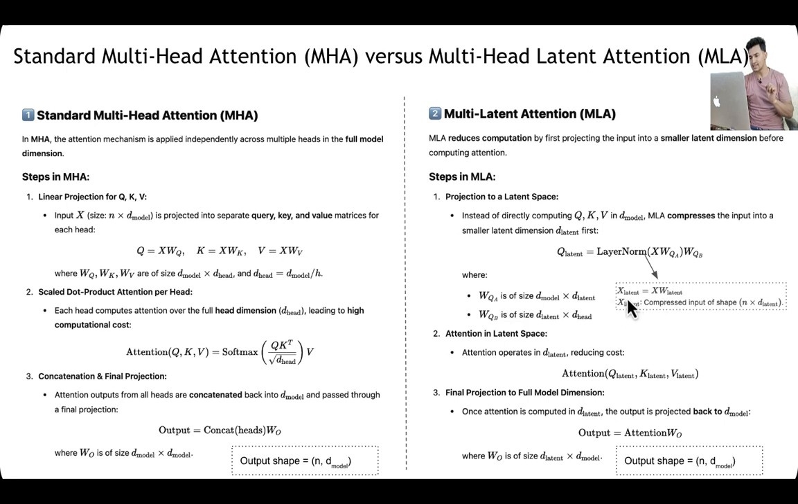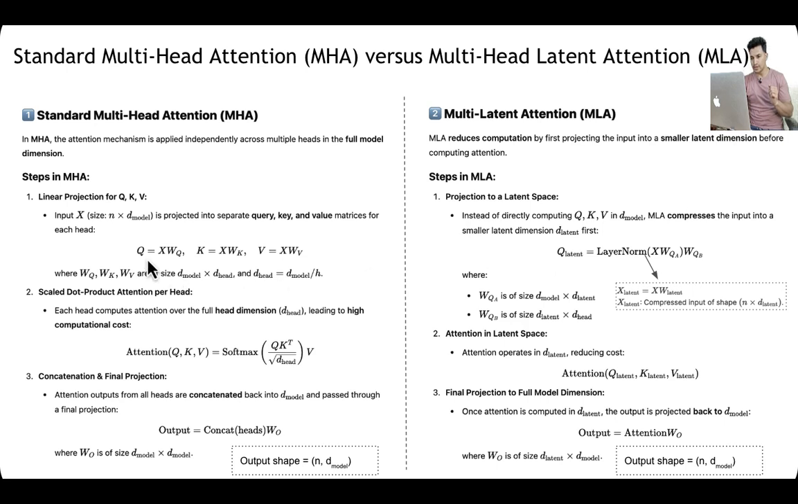This vector X will become of size N cross D latent. Initially it was of N cross D model, but now it has become N cross D latent. Let's say each input token had 32 dimensions, now we have reduced it to 4 dimensions. So we have made a dense representation of all the important features of that token in a condensed way. So X will become of dimension N cross D latent.